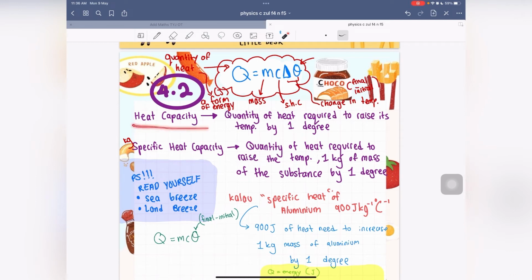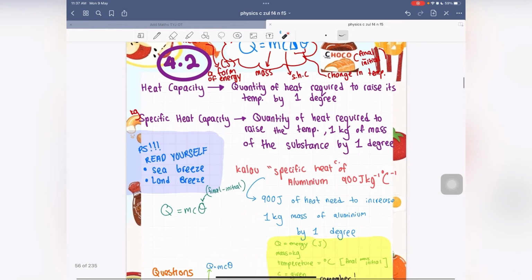What is heat capacity? Heat capacity is the quantity of heat that is required to raise its temperature by 1 degree Celsius. Now, how does it differ from specific heat capacity? Anything to do with specific, you have to take into account the mass. So specific heat capacity is the quantity of heat required to raise the temperature of 1 kg of mass of the substance by 1 degree Celsius.